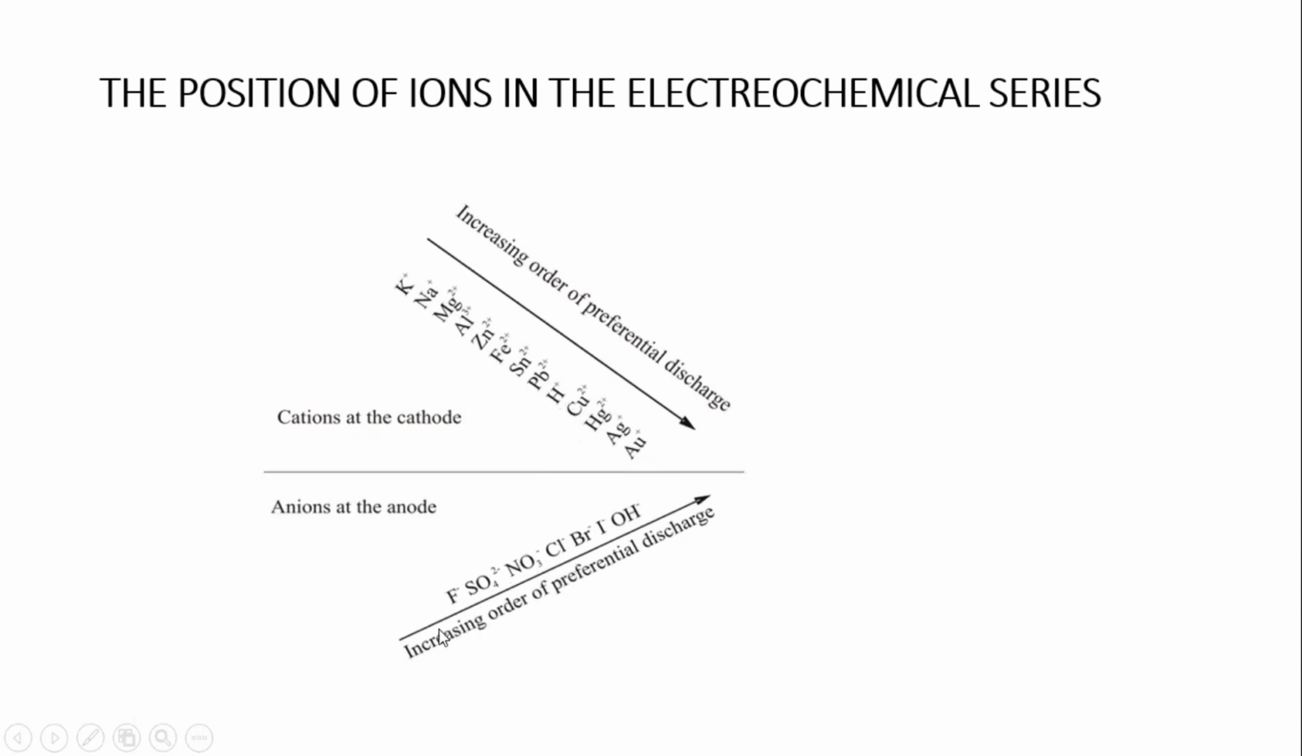Now, here are the anions. The order is opposite. So anions go to the anode. If OH minus and Br minus are the competing ions at the anode, then the priority will be given to OH minus.